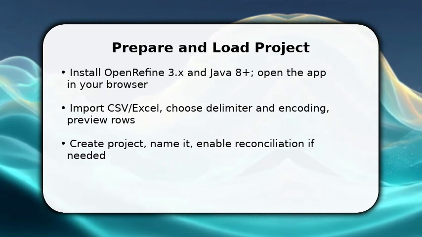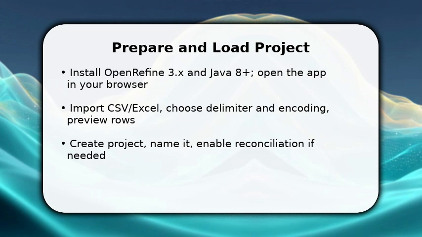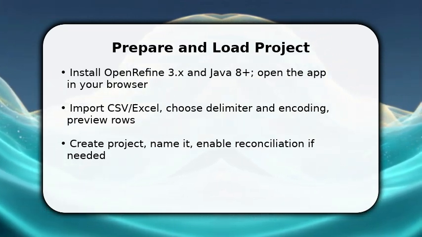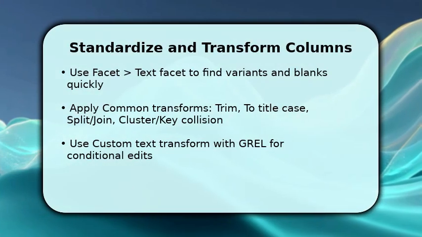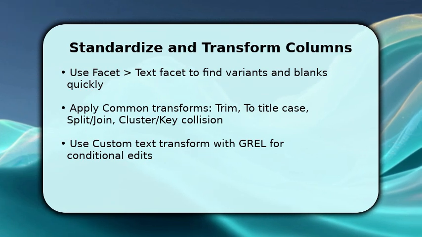Now scan the first 5,200 rows visually to spot delimiter issues and obvious misparsed columns before moving to transformations. Next, you standardize values column by column because consistent data enables accurate analysis.